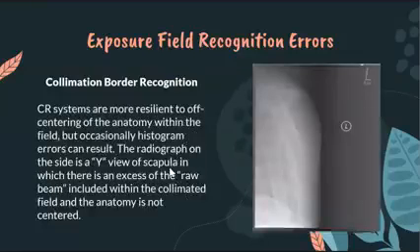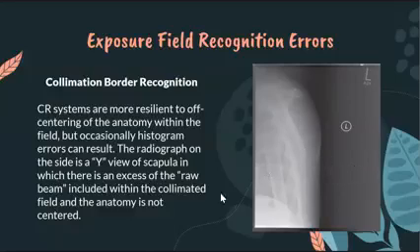For CR systems, they are more resilient to off-centering of the anatomy within the field. But occasionally, histogram errors can result. The radiograph on the side is a scapular Y view in which there is an excess of the raw beam included within the collimated field and the anatomy is not centered. So CR is better than DR when it comes to collimation border recognition. The result for CR is only underexposure.